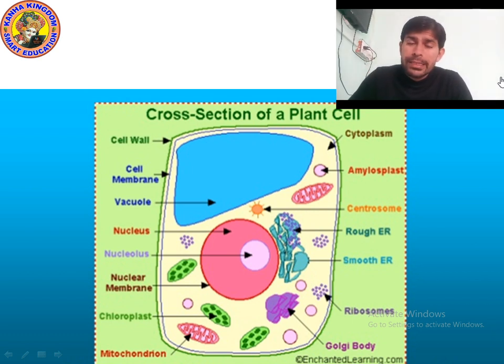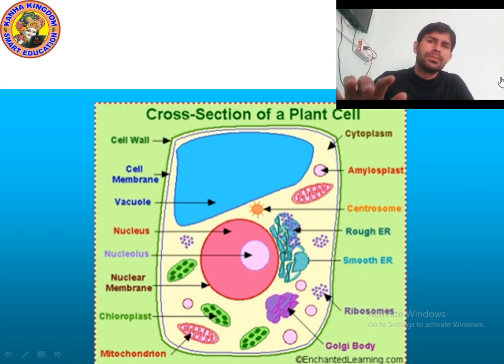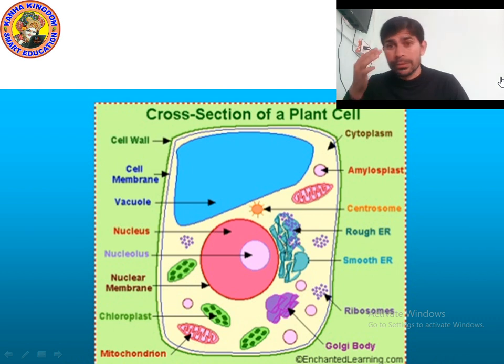So, as you can see in the picture, different organelles. Yes, it is the cross section of plant cell. You can see the different organelles like cell wall, cell membrane, vacuoles, nucleus, nucleolus, nuclear membrane, chloroplast, mitochondrion, Golgi body, ribosome, smooth endoplasmic reticulum, rough endoplasmic reticulum, centrosome, amyloplast, cytoplasm. Okay, this is the picture of plant cell, and in the previous class I showed you the animal cell picture.